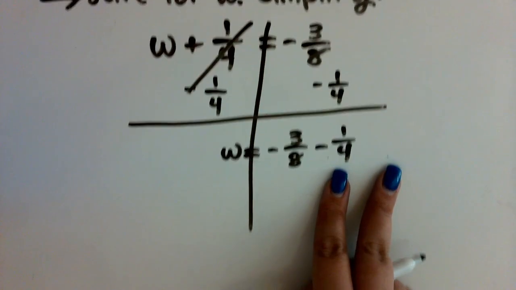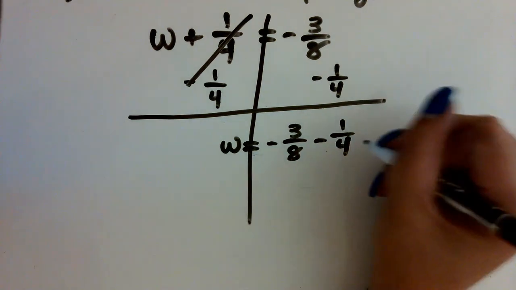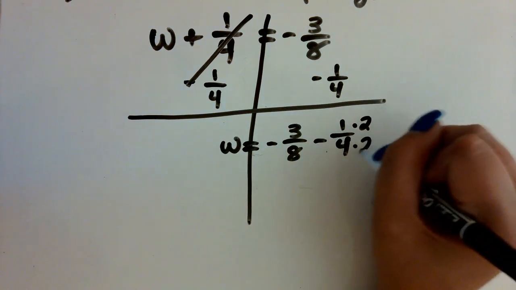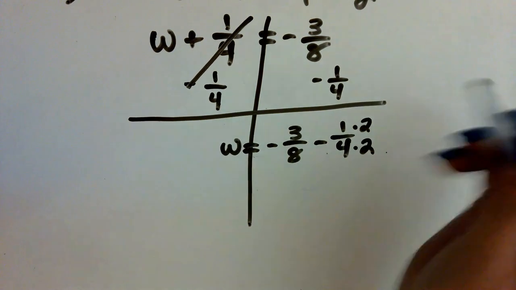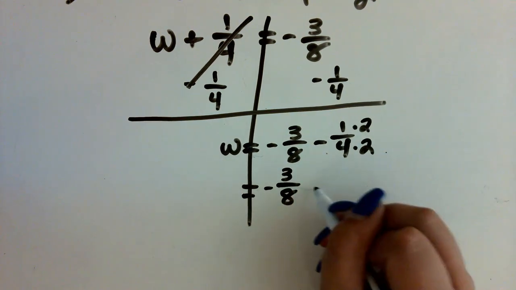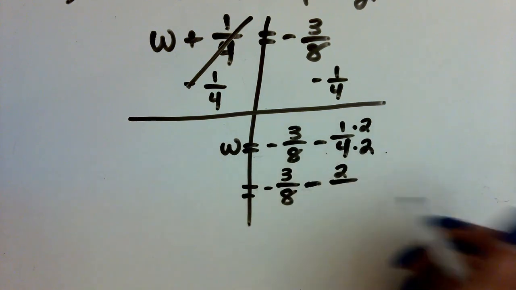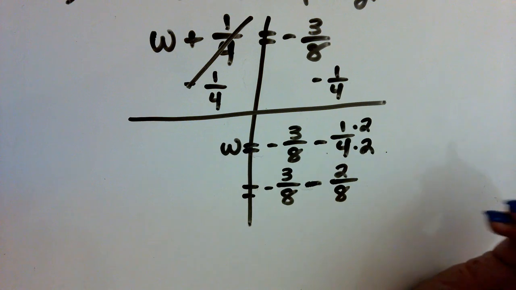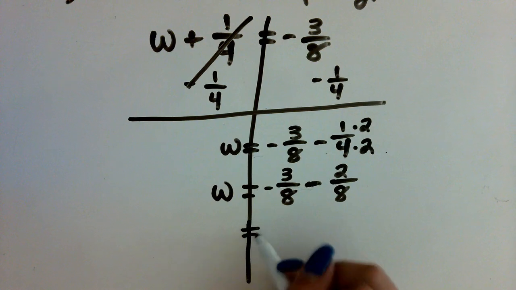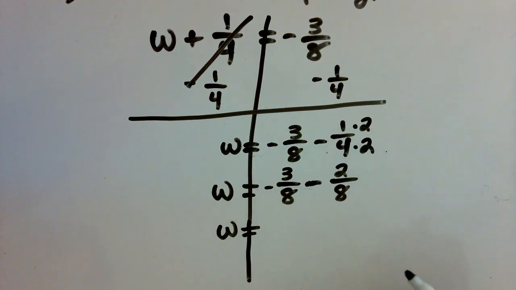So to find a common denominator, I know that 4 goes into 8. So I know it goes into 8 twice. So I'm going to multiply my numerator and my denominator by 2 to create that equivalent fraction, okay? So -3/8 minus 1 times 2, which is 2, and 4 times 2, which is 8. Now we have equivalent fractions. And again, W is equal. Now I am going to do this subtraction here.